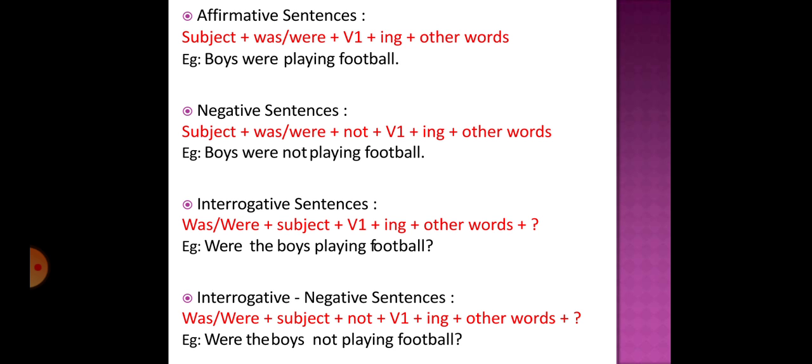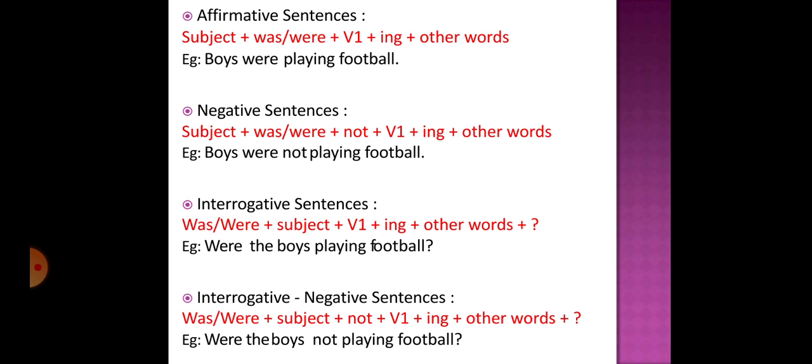Interrogative negative. Again, here also was or were, subject, not, verb in the first form plus ing plus other words, and the question mark is very important. In it, the helping verb was or were is put before the subject and not is placed after the subject. That is what you need to remember. So the sentence goes like, were the boys not playing football?